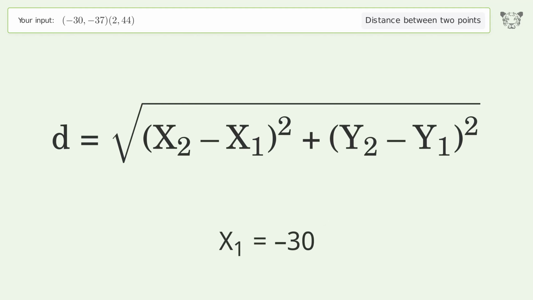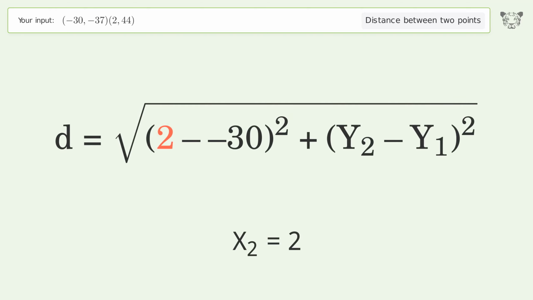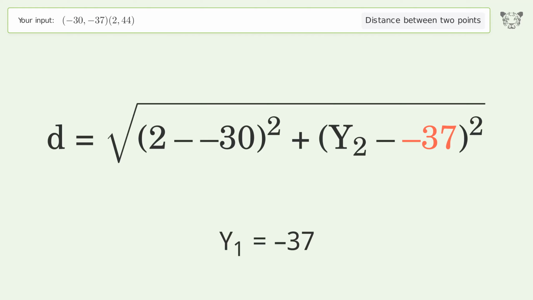x1 equals -30. x2 equals 2. y1 equals -37. y2 equals 44.